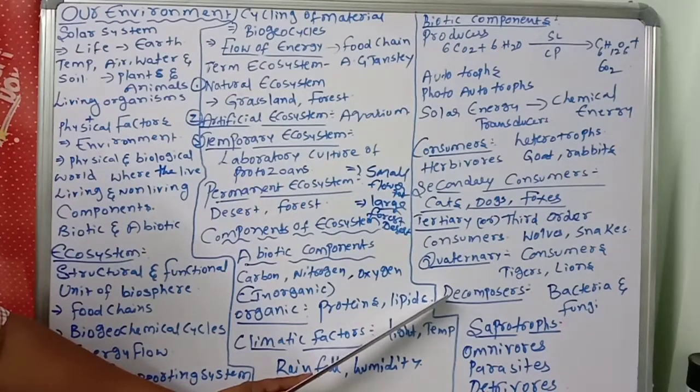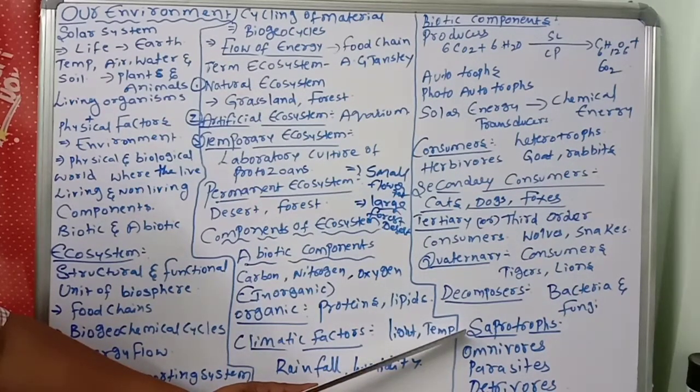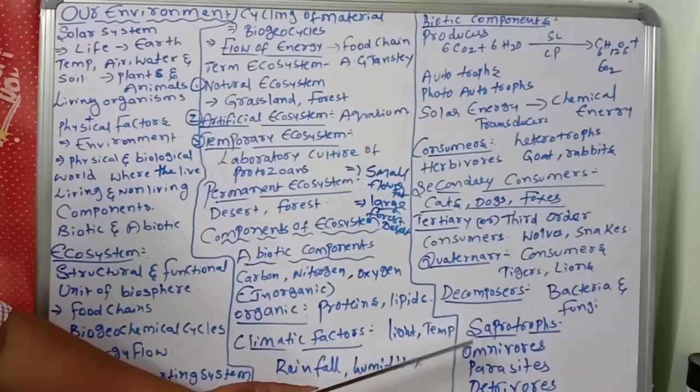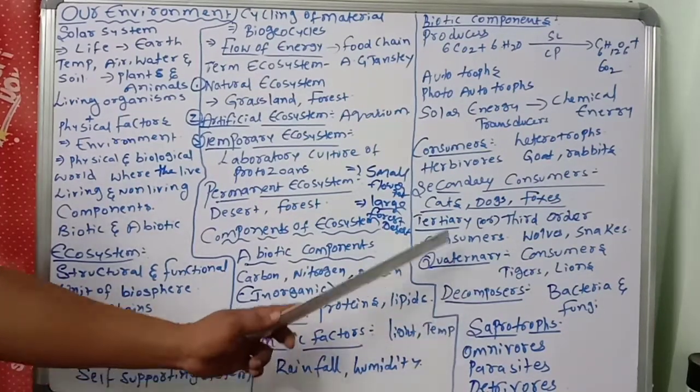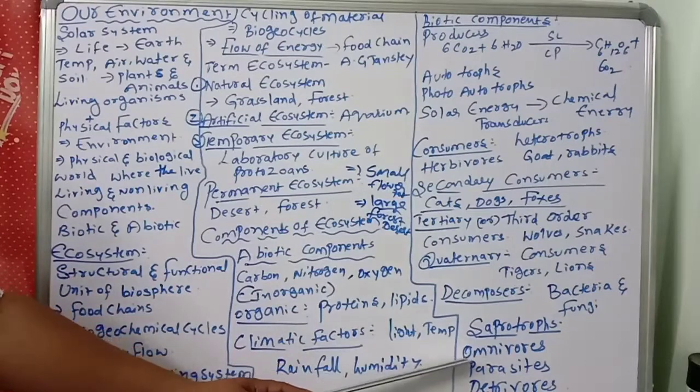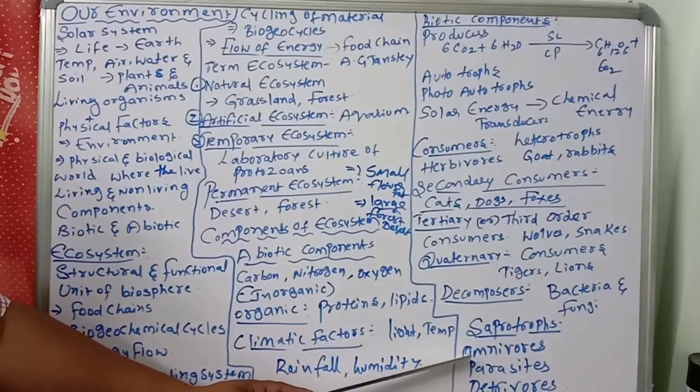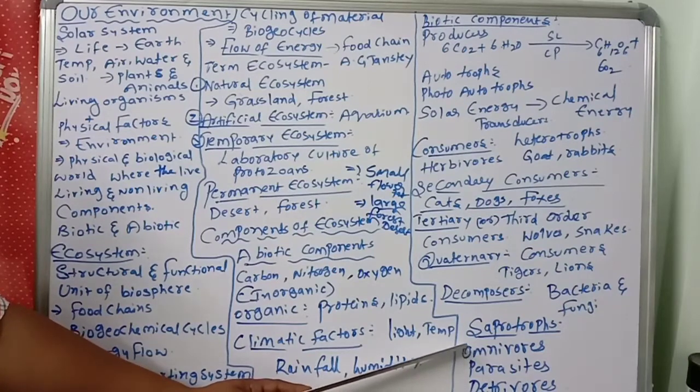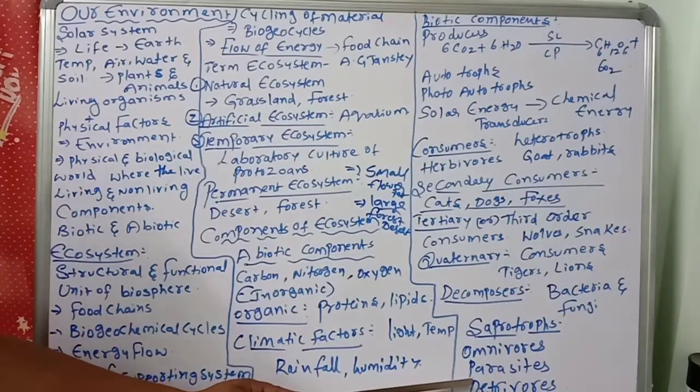Next, the decomposers which depend on dead and waste organic matter are called saprophytes. Not only saprophytes, decomposers, quaternary and tertiary consumers, there are even omnivores, parasites, and detritivores. Omnivores eat both flesh and plant material. Parasites live in the host and damage the host. Detritivores means earthworms, you know very well.